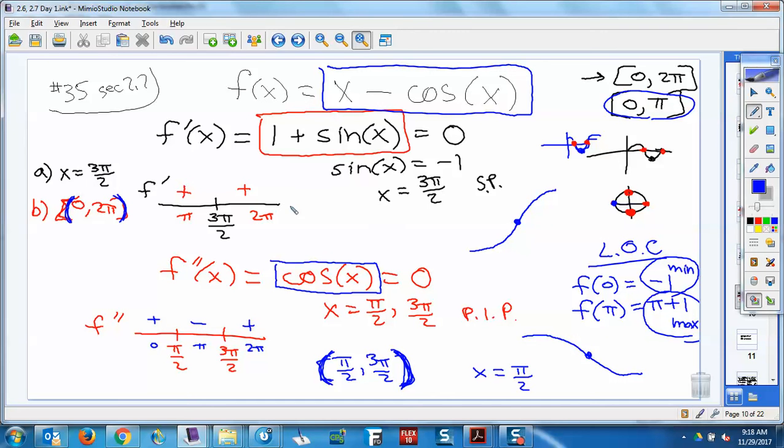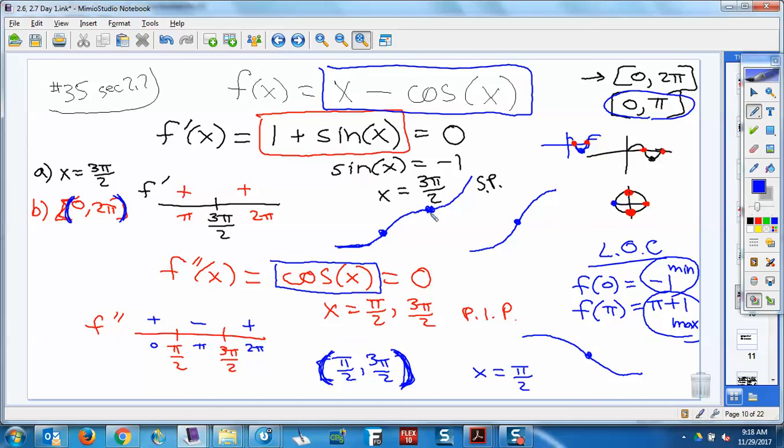Because the graph's always increasing. So this graph's going concave up. It's always increasing. It's concave up. Then it switches to concave down. And then it switches to concave up. Right? Well, there's your inflection points right there.